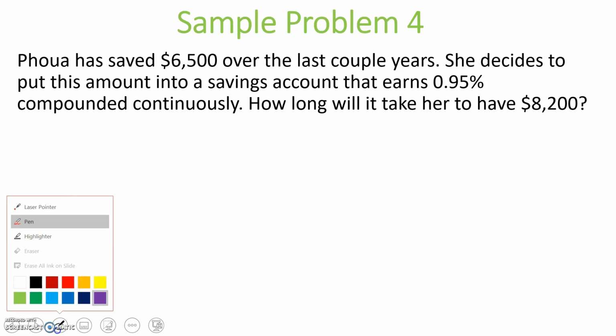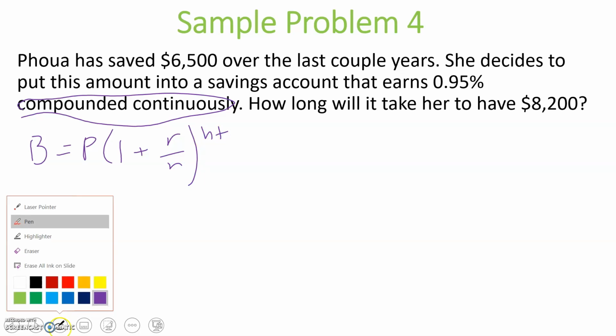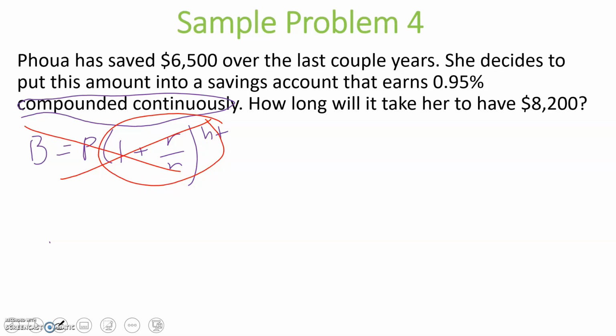So first thing I want you to note here is that it says compounds continuously. And that is the one case in which our formula B equals P times (1 plus R over N) to the power of NT is not appropriate. If you remember from earlier in the unit, we learned that when we have continuous compounding, this portion here goes to, as N goes to infinity, what we call e. So the formula we're going to be using here looks a little different.